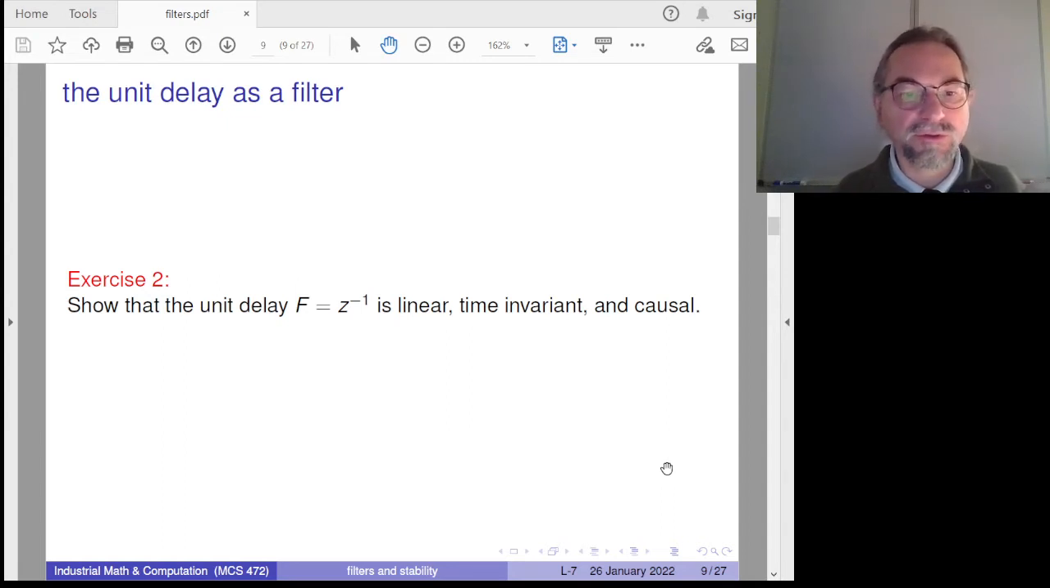Now just show that the unit delay is linear. If you have a linear combination of two signals and you delay the combination, this is the same as combining the delayed signals. It is also time invariant. What that means is that if there is a periodicity in the input signal, think about the sine again, then you will see that periodicity also in the delayed output, but with a delay.